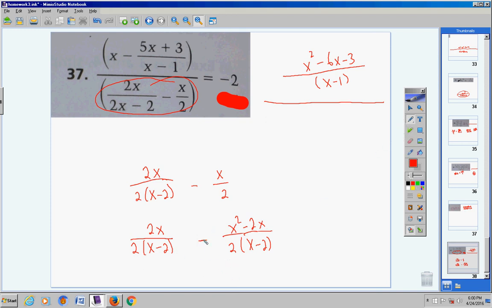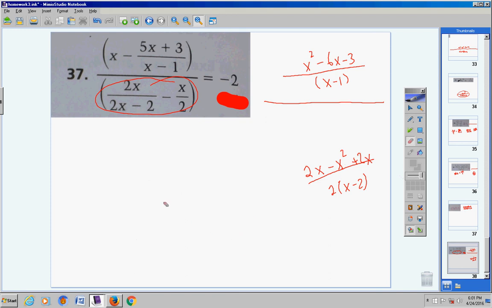Remember this negative sign here changes all of these signs up here. So now I have 2x. The x squared becomes negative. And because of this negative, the negative 2x becomes positive. So I have 2x minus all of this, all over my common denominator of 2 times (x minus 2). Alright, there we go. Now let's simplify the numerator real quick here and we'll be finished, okay? I have a negative x squared. I have a 2x and a 2x. That's a positive 4x. All over 2 times (x minus 2).